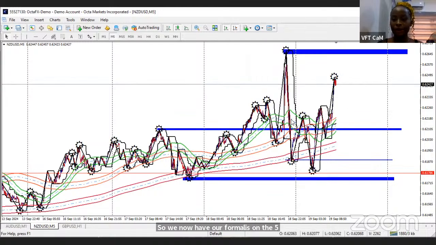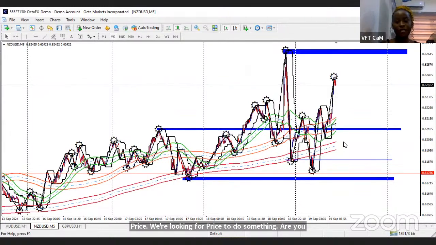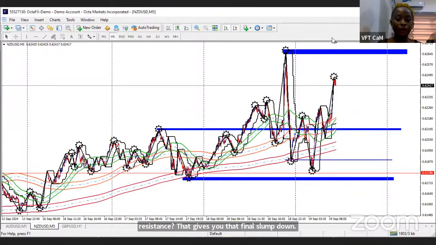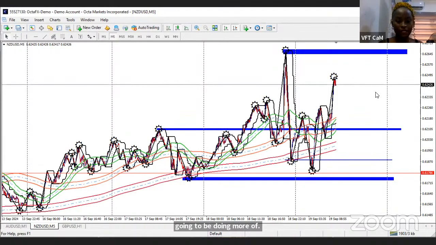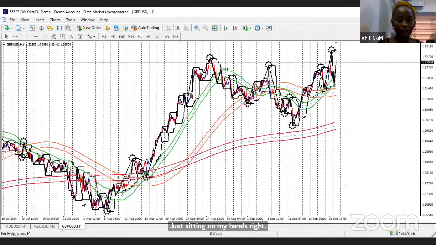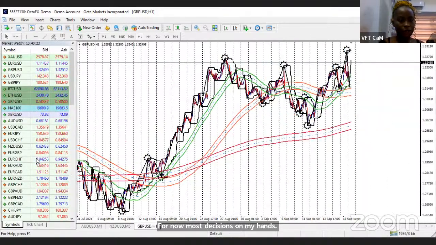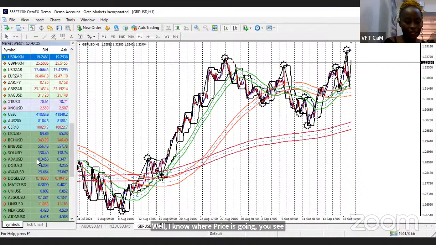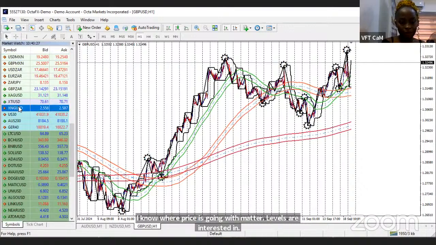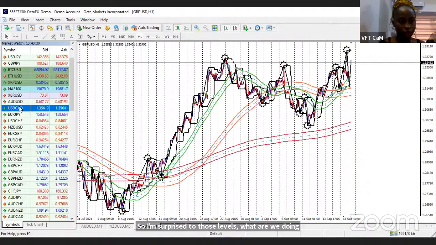So price, we're waiting for price to do something. Are you going to trade all the way back in here before you find resistance that gives you that final slam downward into relevant point of interest before we now continue the overall buy? We're going to be watching. For now, this session, I'm going to be doing more of just sitting on my hands and watching the charts, right? Maybe moving into New York session, by then I'll have seen a relevant trade that I'll take. For now, I'm mostly sitting on my hands. But I know where price is going, we've marked out levels we're interested in. So until price gets to those levels, what are we doing? We're watching.